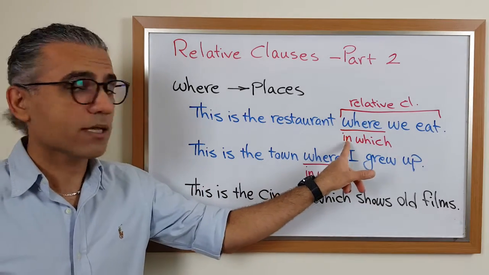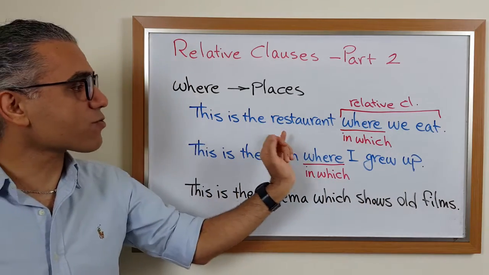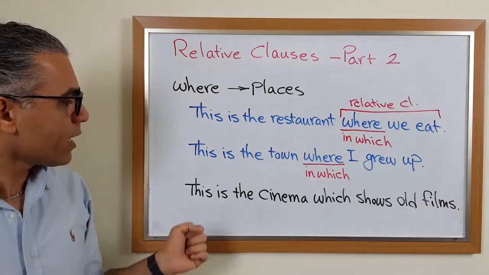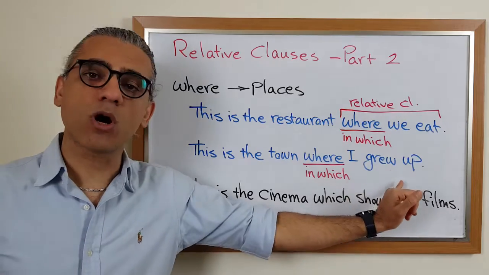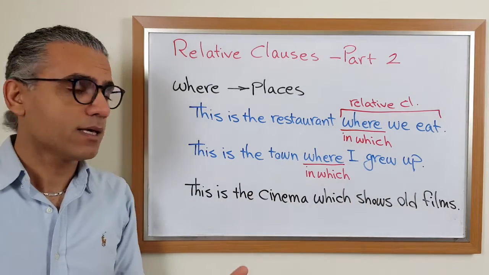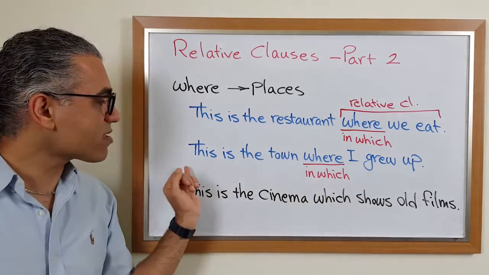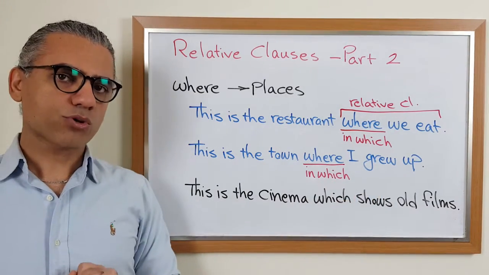Or we could bring the preposition to the end of the sentence and say, this is the restaurant which we eat in, or which we eat at. Another example, this is the town where I grew up. Again, because we are talking about a town as a place, we could replace where with in which. We could say, this is the town in which I grew up. But there is a very important point here.